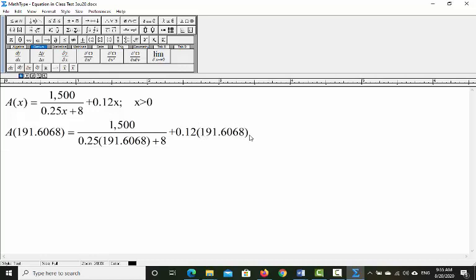Now if you calculate, you will get the value. 1500 divided by... 0.25 multiplied by 191.6068 plus 8 plus 0.12 multiplied by 191.6068, which is equal to 49.8256.